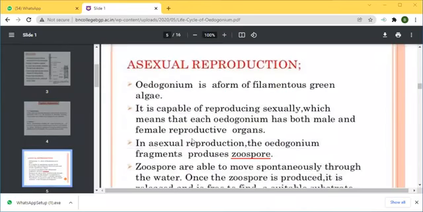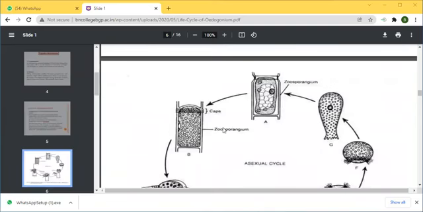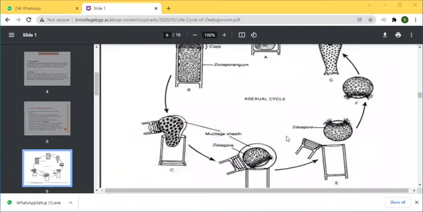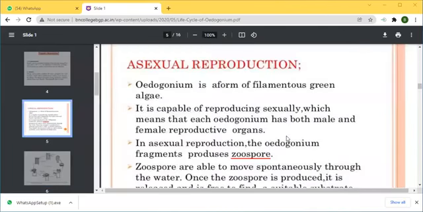Next, the second reproduction is called asexual reproduction. See, this is the asexual reproduction picture. You can observe. Asexual reproduction always produces spores, but here zoospore formation is important. What does asexual reproduction produce here? Zoospores. Oedogonium is a form of filamentous green algae. Filamentous, you know that one, filamentous green algae.